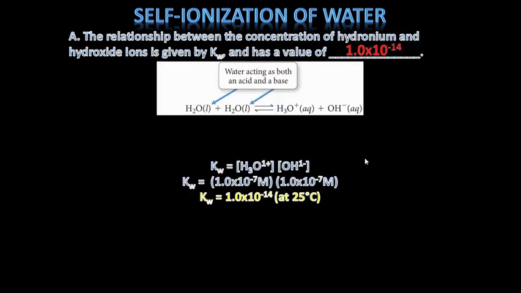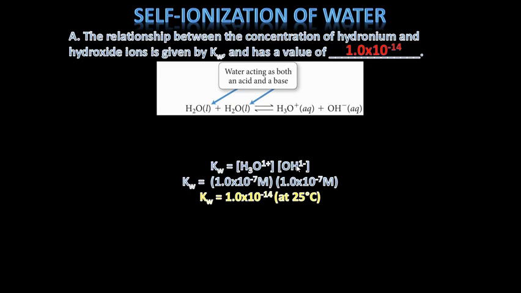Now, at this point in your chemistry career, we're going to simplify a few things. You're going to take my word at face value that the relationship between the concentration of hydronium ion and hydroxide ion is given by what's called the equilibrium constant, Kw, and has a value of 1 × 10⁻¹⁴. The value of Kw is calculated by multiplying the hydronium ion concentration by the hydroxide ion concentration in solution.